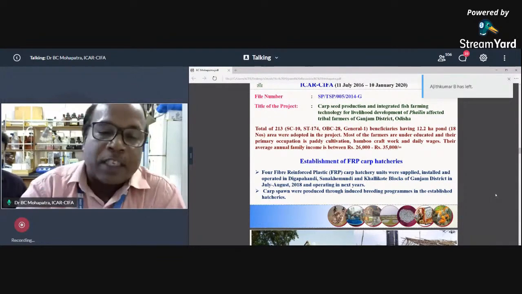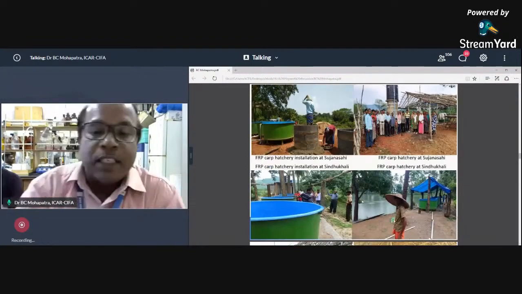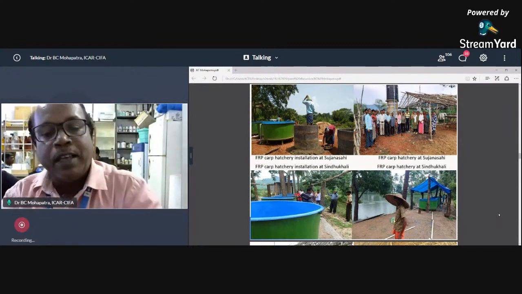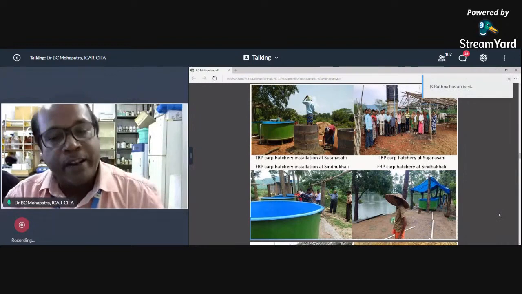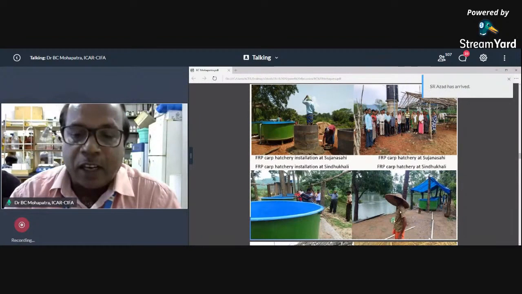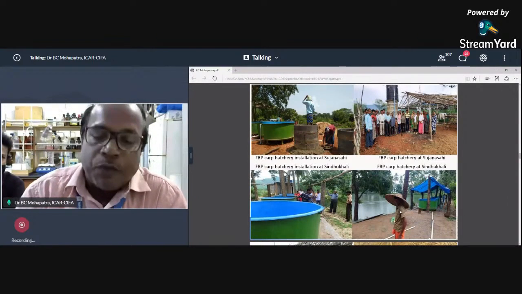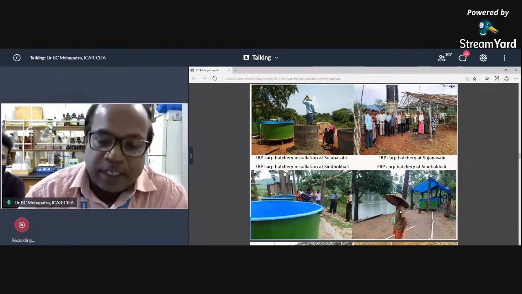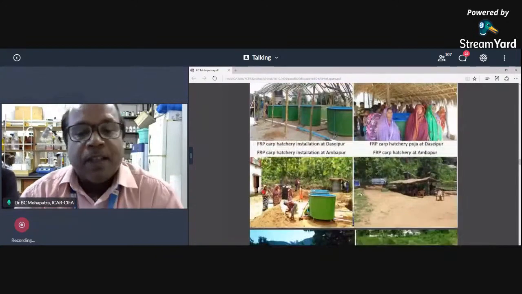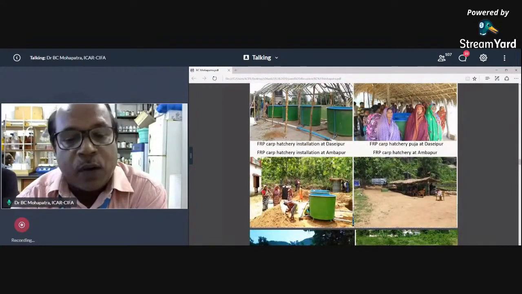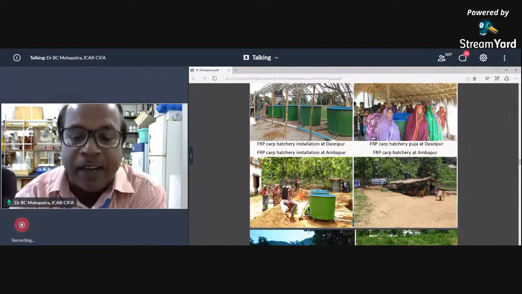So, these tribals, next please. Yes, you can see how the hatcheries are being established in the tribal villages in Ganjam, Odisha, which was affected by Cyclone Phailin. This project was given to help the tribal population of 4 blocks. Next, please. Next. Yes, I am showing how these hatchery locations were established. Mostly women farmers were involved, and their families were entirely involved in this.